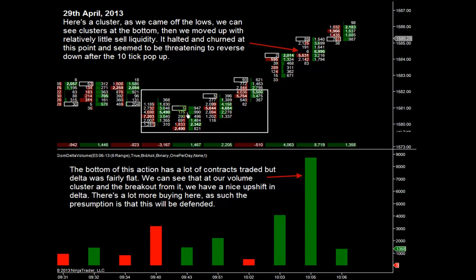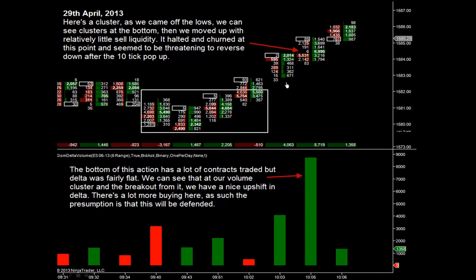Now, it would be great after this move up to come back to this high volume cluster and test it again, because we know that the people that went short in this area got burned and probably won't be in a hurry to short again.